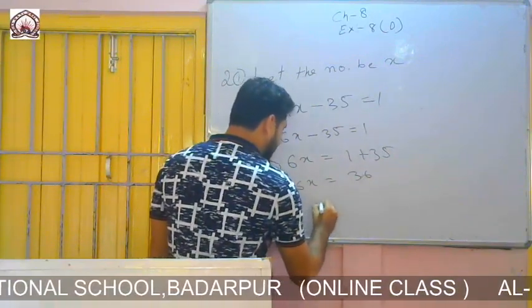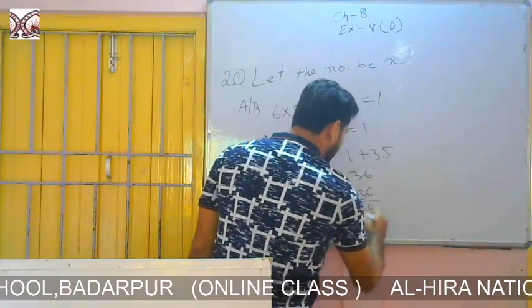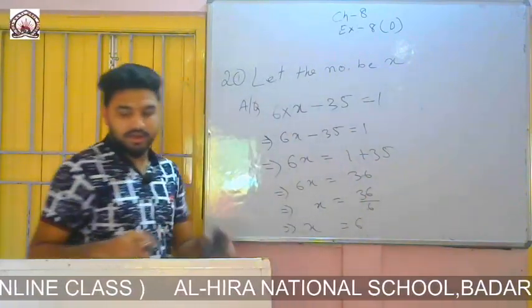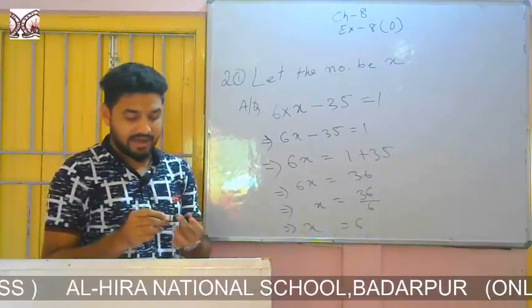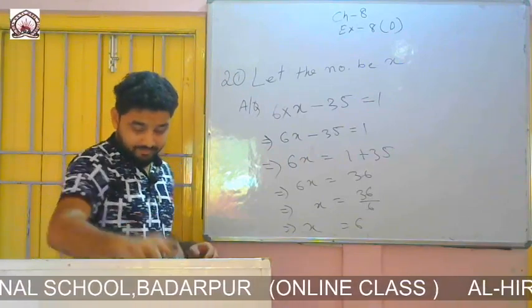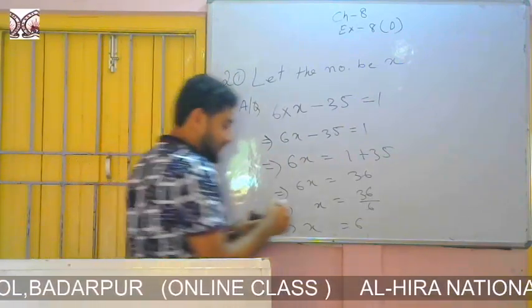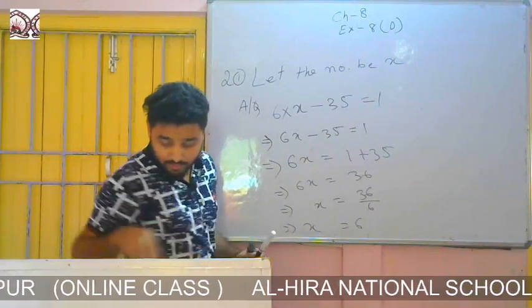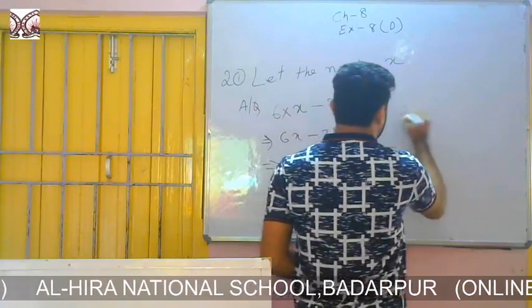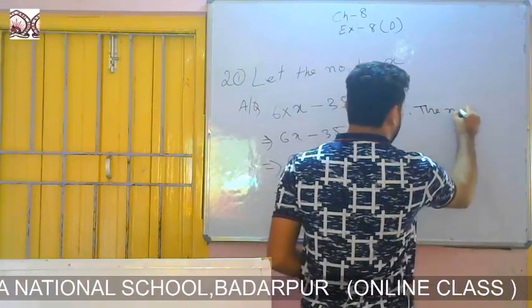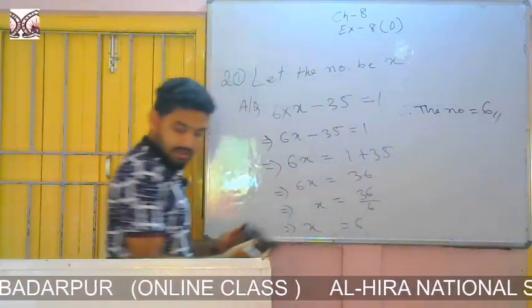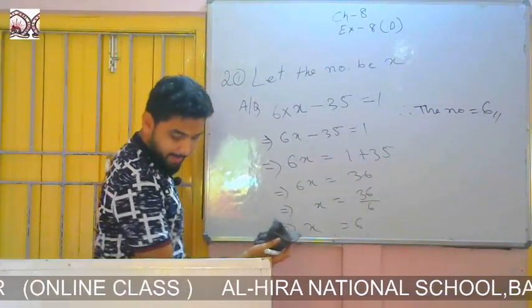Then 35 plus 1 is 36. Then x equals 36 by 6. Then 6 sixes are 36. Therefore I can write x equals 6. Therefore the number equals 6.